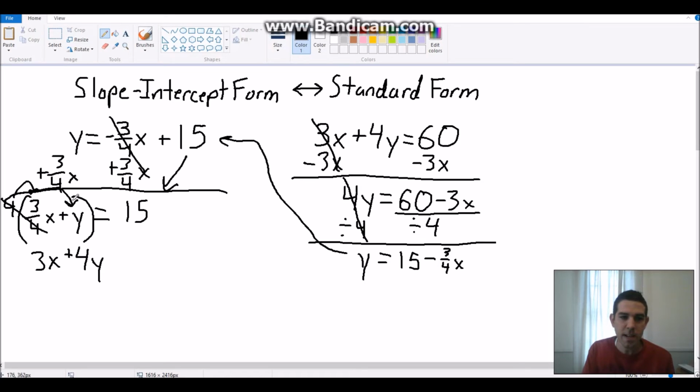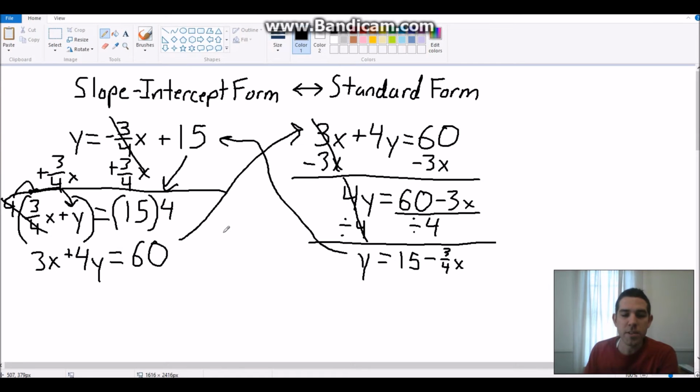Now if I multiply this side of the equation by 4, I also have to multiply the other side of the equation by 4. 15 times 4 is 60. Hey, look at that. It turned into our standard form that we started with over here. So there's the trick. Use inverse operation and you can turn slope-intercept form into standard form and vice versa.